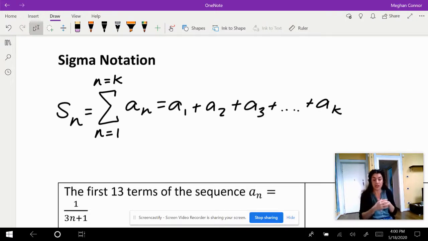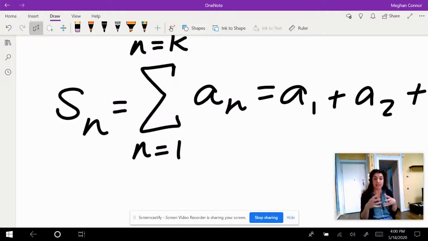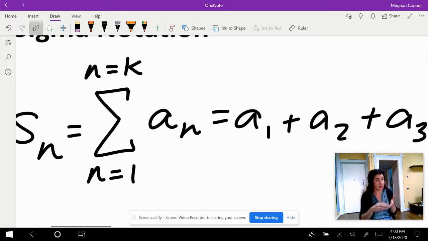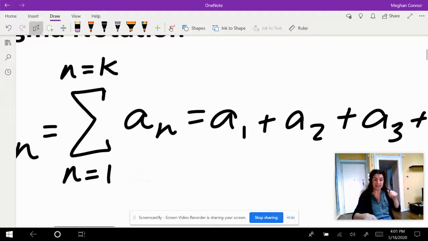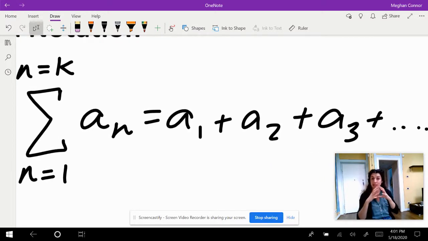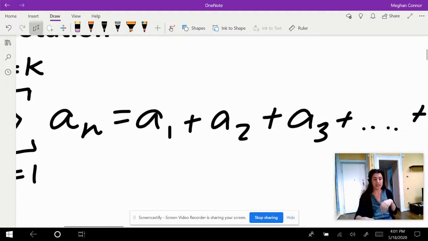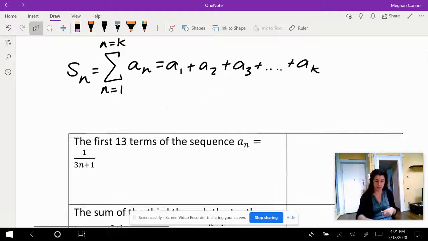If there's anything in here that you don't understand, now is the time to write it down, right? S sub n means the sum of n number of terms. S sub 10 is the sum of 10 terms. They don't necessarily have to be the first 10 terms. It could be any 10 sequential terms. N equals 1 is the term number that we start with. N equals k is the term number that we stop with. A sub n is the definition of the sequence, in other words, the equation of the sequence. And then all it means is that you're adding up those terms together.